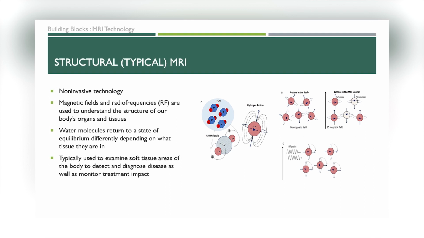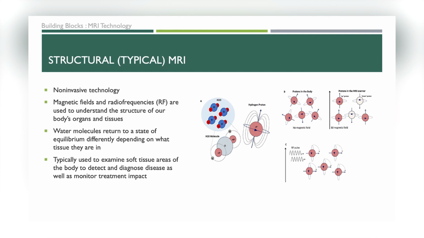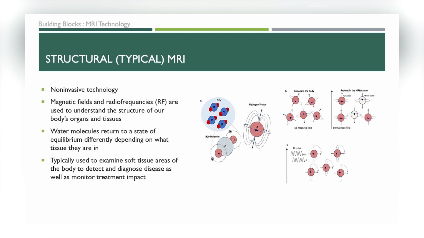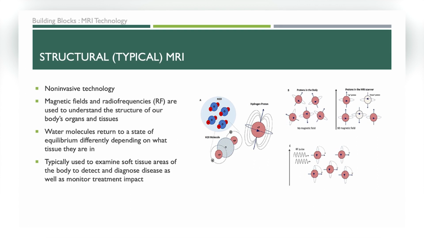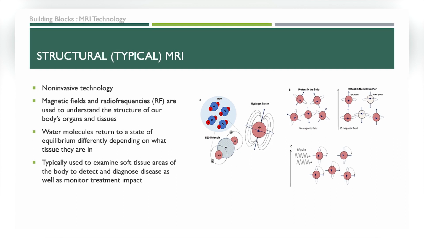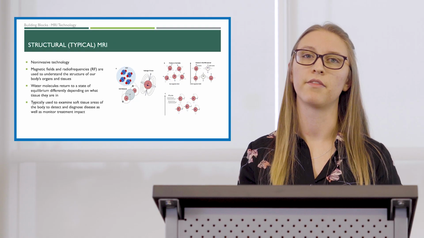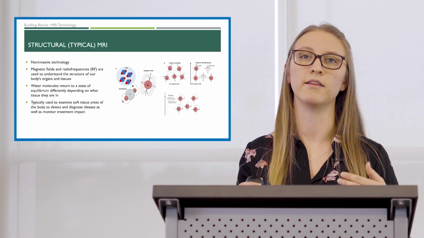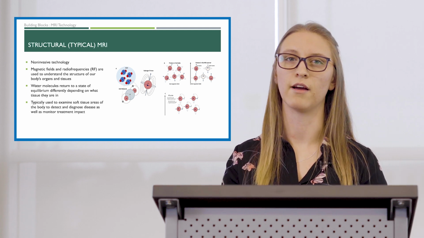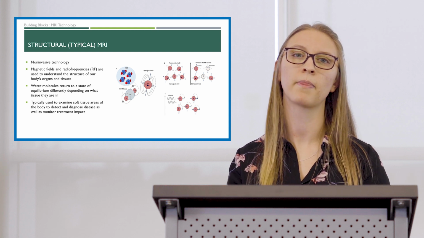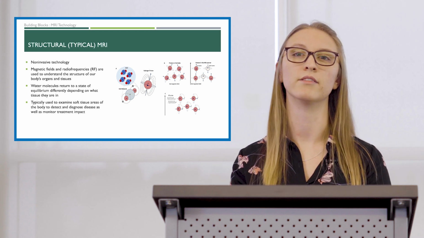The way this works, you can see by the picture here, is that the magnetic field in the MRI scanner aligns the protons in the water molecules. Then when a radio frequency pulse is sent through the MRI scanner, these protons go back to a state of equilibrium. This transition back to equilibrium varies depending on the type of tissues and organs that these protons are in. This is how we differentiate between potential tissues that have damage or disease within them. That's why structural MRI scans are typically done on soft tissue areas of the body.